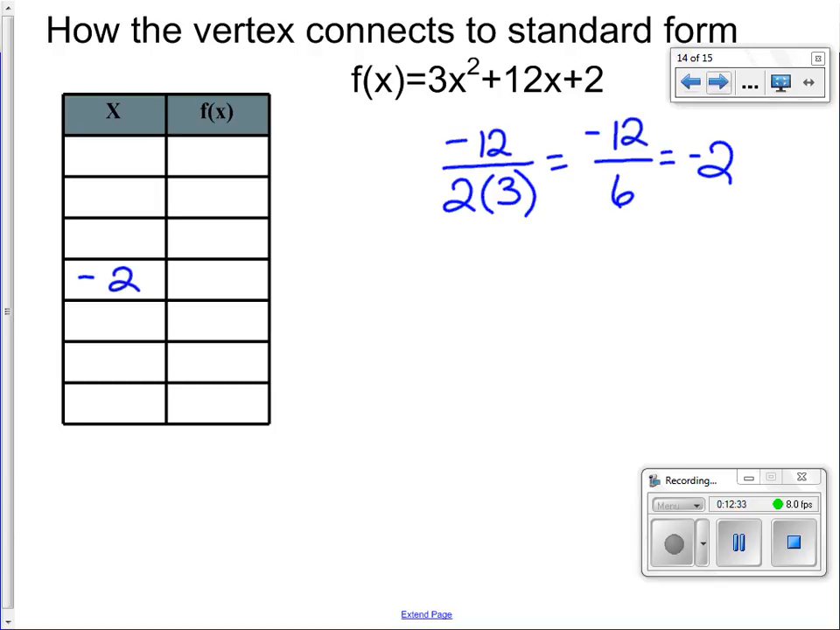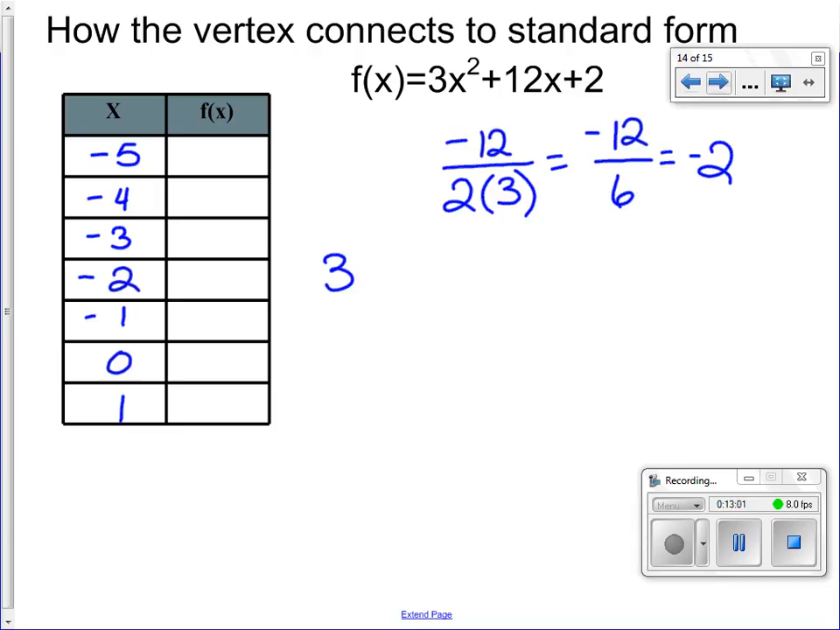Now since I don't know where my x-intercepts are, I'm just going to take one step away each time. So I may make this negative 1, make this 0, make that positive 1, and then just keep counting by 1. So that'll be negative 3, negative 4, and negative 5. All right? So now I'll start to plug in to get my y values.